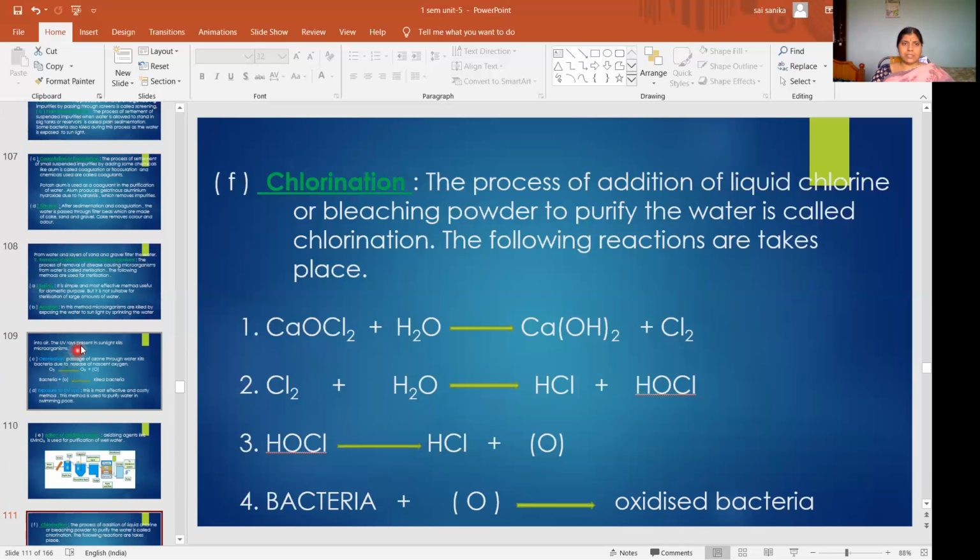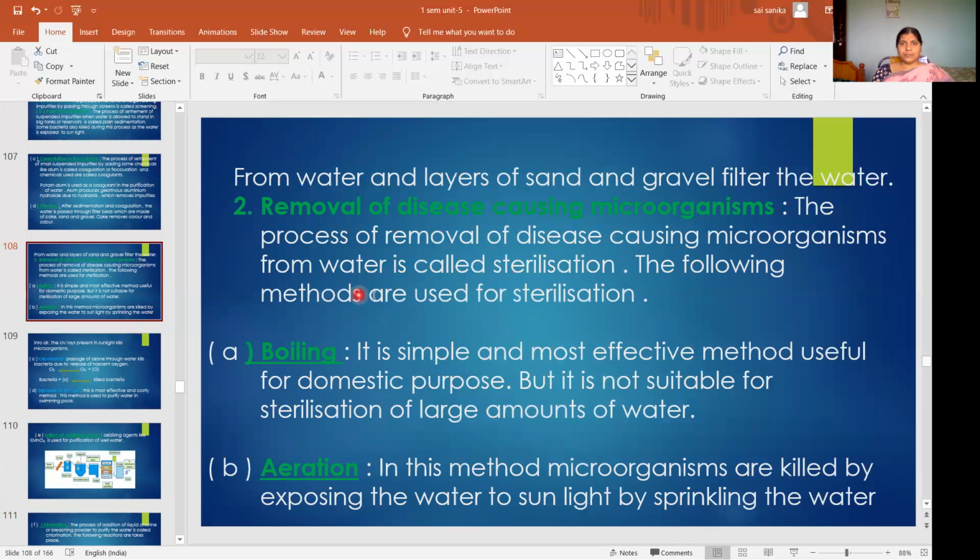So once again, we will see here. What is sterilization? Removal of disease-causing microorganisms from water is called sterilization. So by these methods we can do the sterilization. So first one, boiling. By boiling water we can remove the bacteria, and it is simple and most effective, but it is not suitable for large amounts of water.